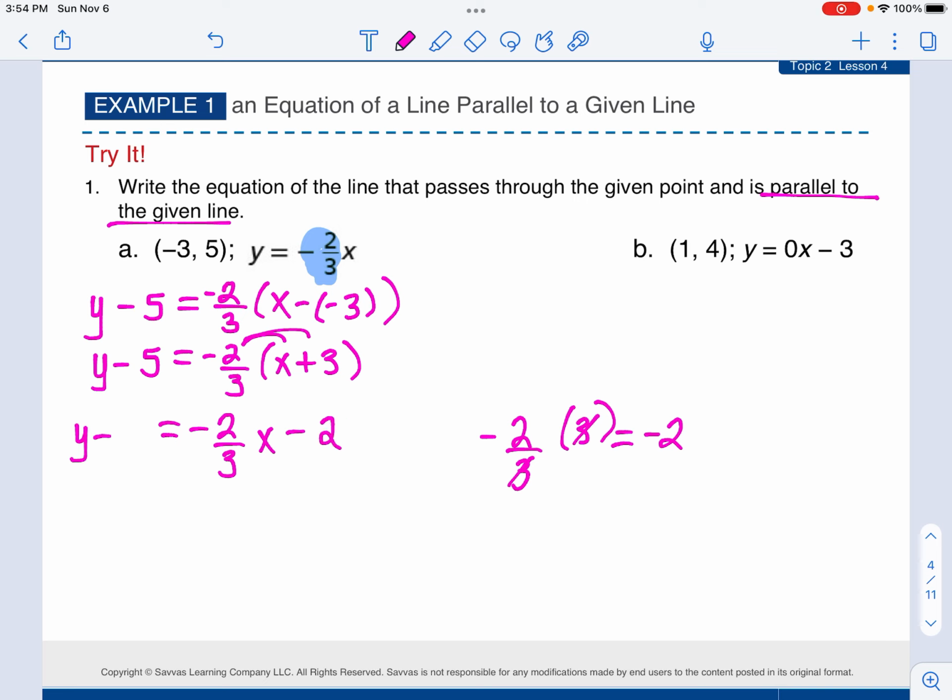Bring down your y minus 5. And then we'll add 5 to the other side of the equation. And you'll see the equation in slope-intercept form is y equals negative 2/3x plus 3.